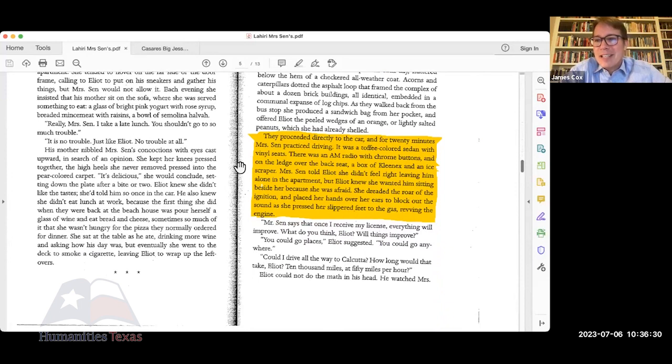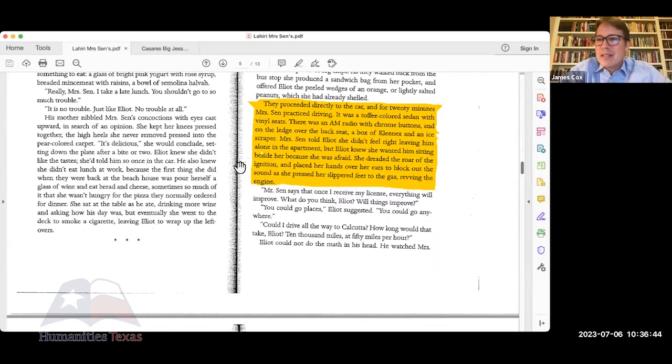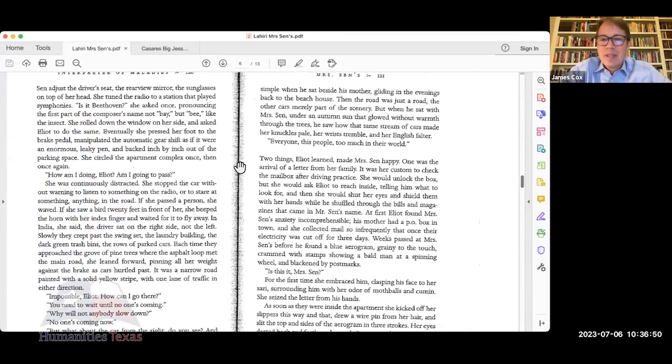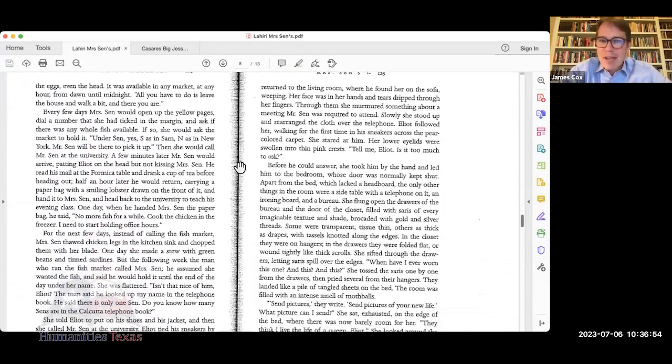Lahiri finds it irresistible not to give you a sense of the time period where the story is set by talking about the AM radio with chrome buttons. So she gives us a little bit of that. And we see a little bit of Mrs. Sen's anxiety when it comes to learning how to drive. You can kind of scroll through here a little bit more. There's not much about driving.